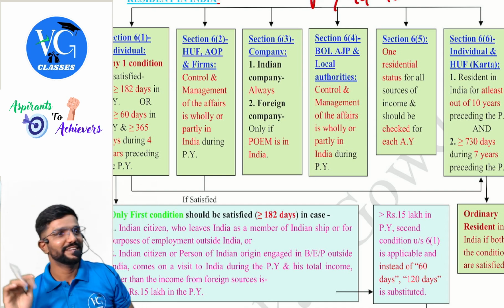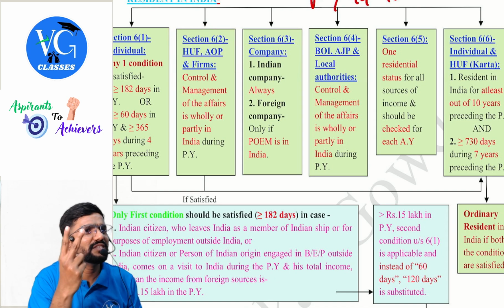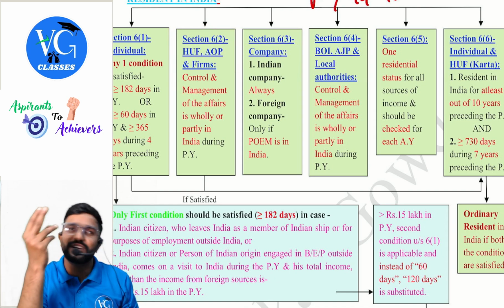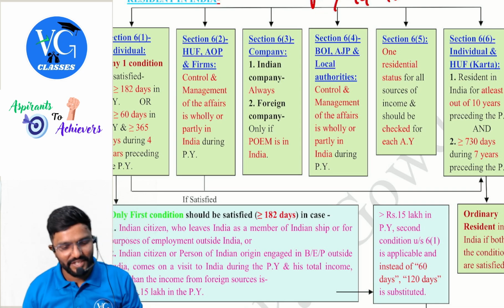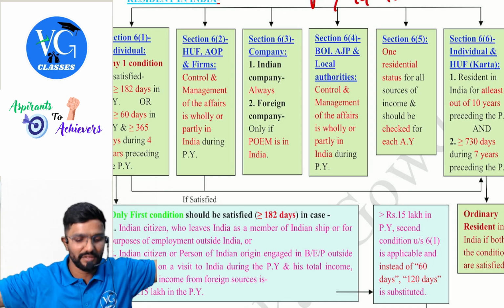Individual means 1. HF, to form a family at least there should be 2 people. HF, at least 2 partners should be there. Yes, even for AOP at least 2 people should be there. Sir, no sir, I am the only person. AOP, no, you are an individual.